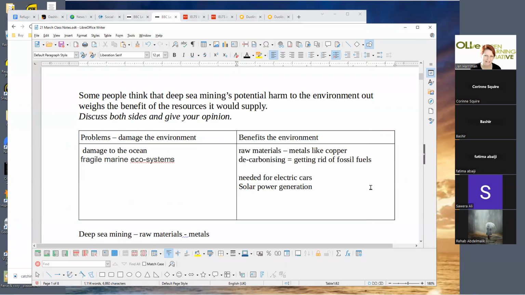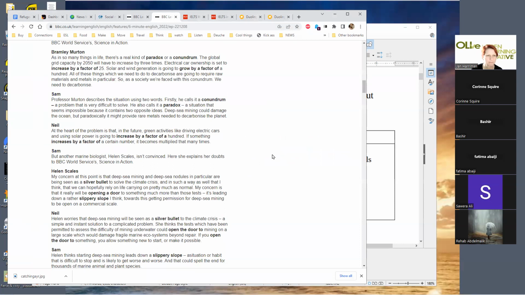Is that clear? Yeah, it's clear. I just have a question. Another word that came up there that I noticed you highlighted before is nodule. Oh, yes. So they described them as deep sea nodules. It's what they're mining for. They're lumps of raw materials that have a lot of metal in them.